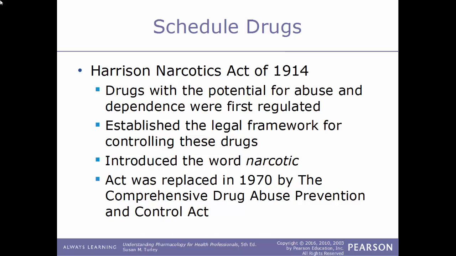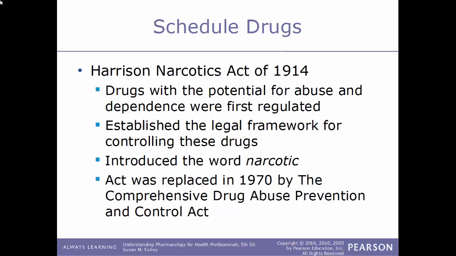In 1914, the Harrison Narcotics Act was passed, and it said that drugs that had the potential for abuse and dependence had to be regulated. This established the legal framework for controlling these drugs. It also was the first introduction of the word narcotic into people's vocabulary.